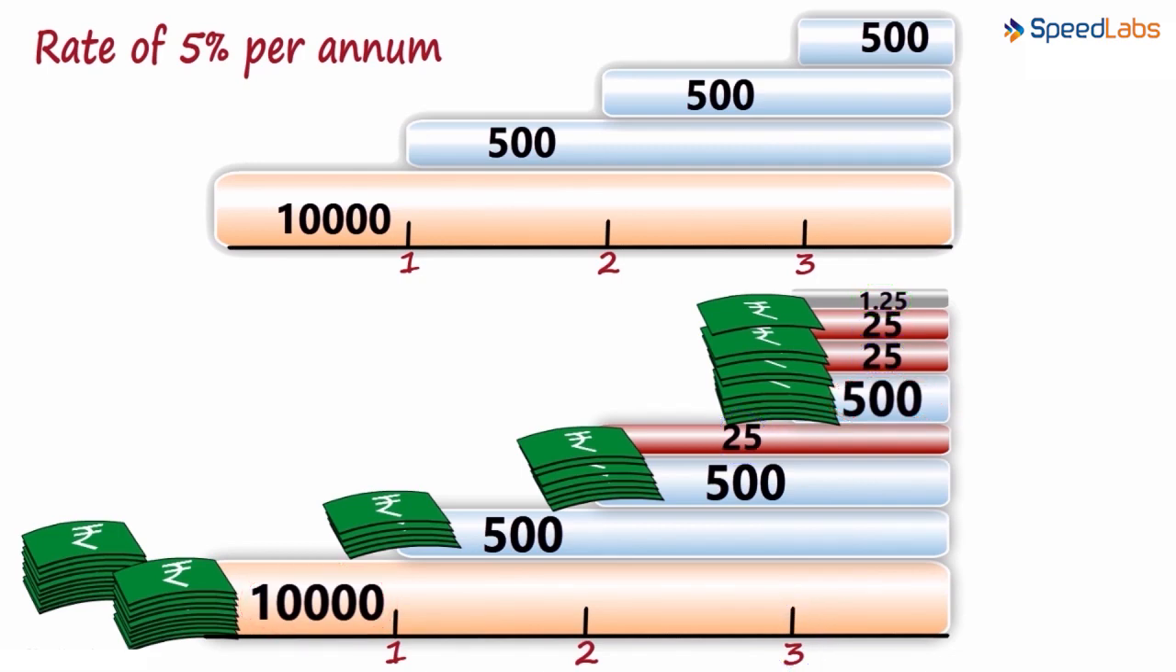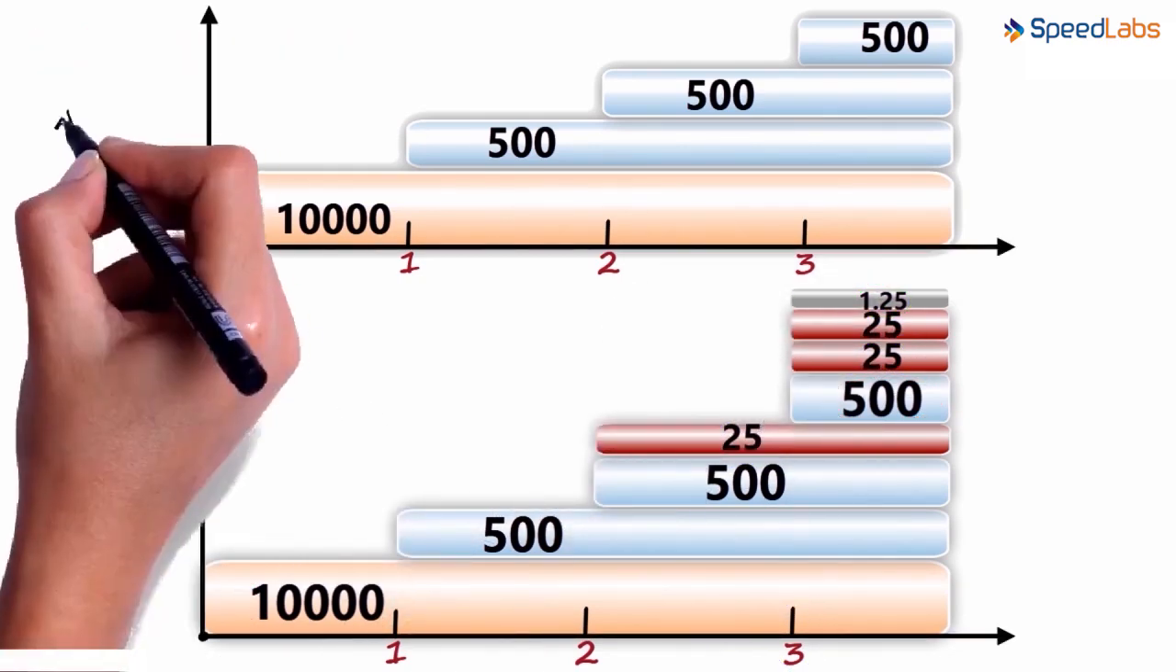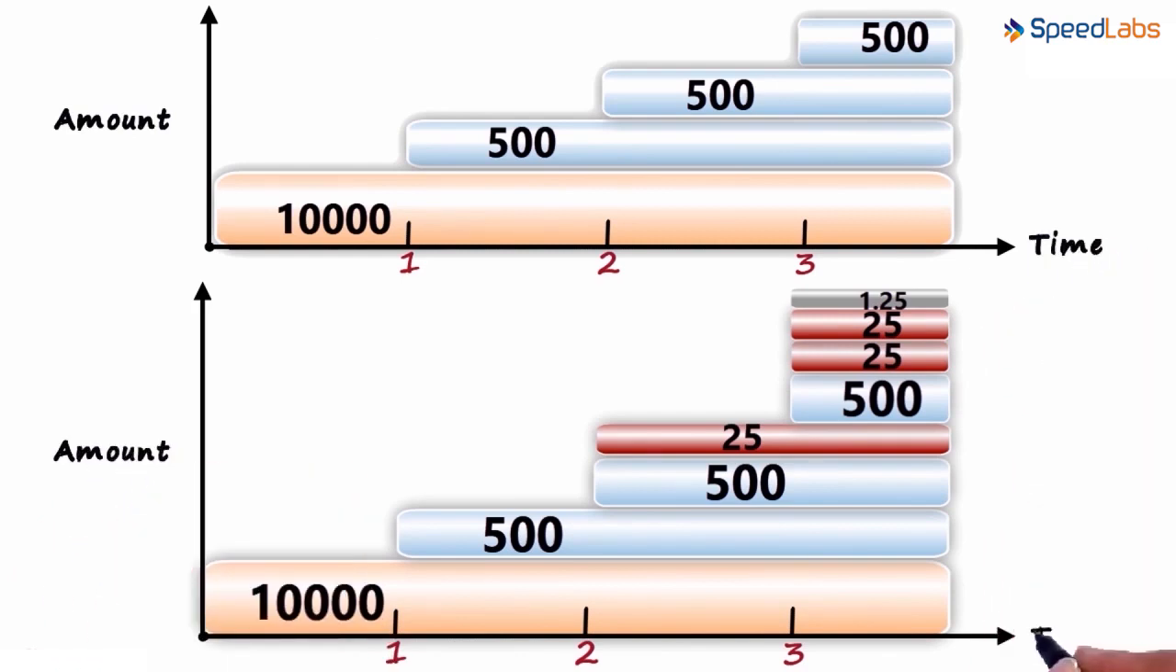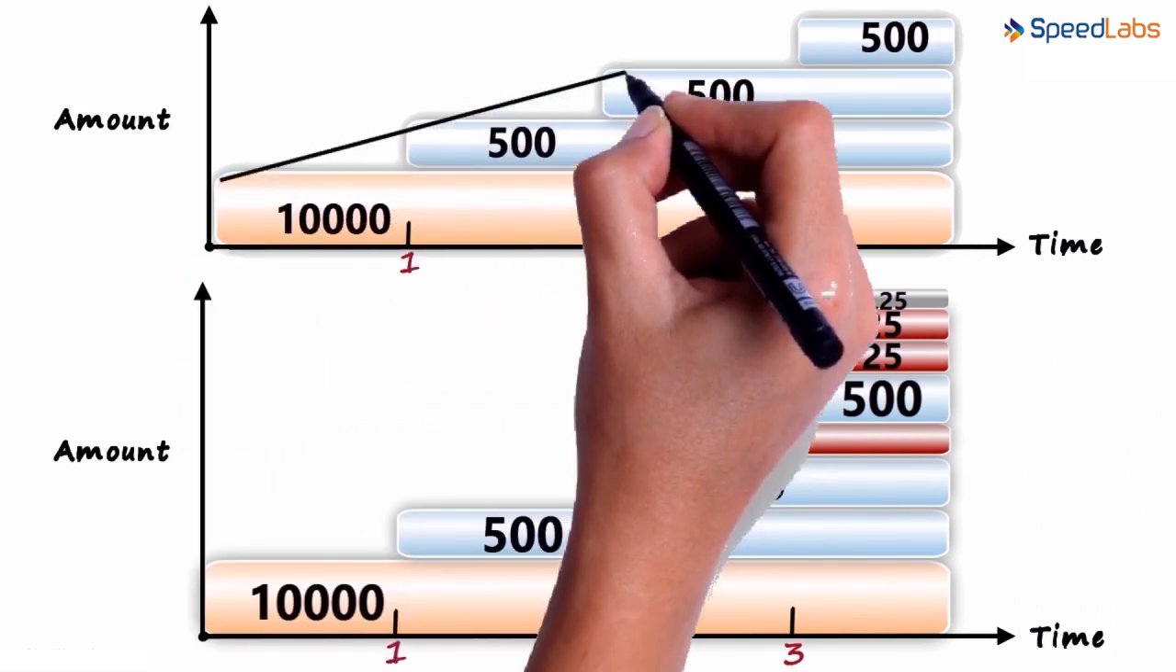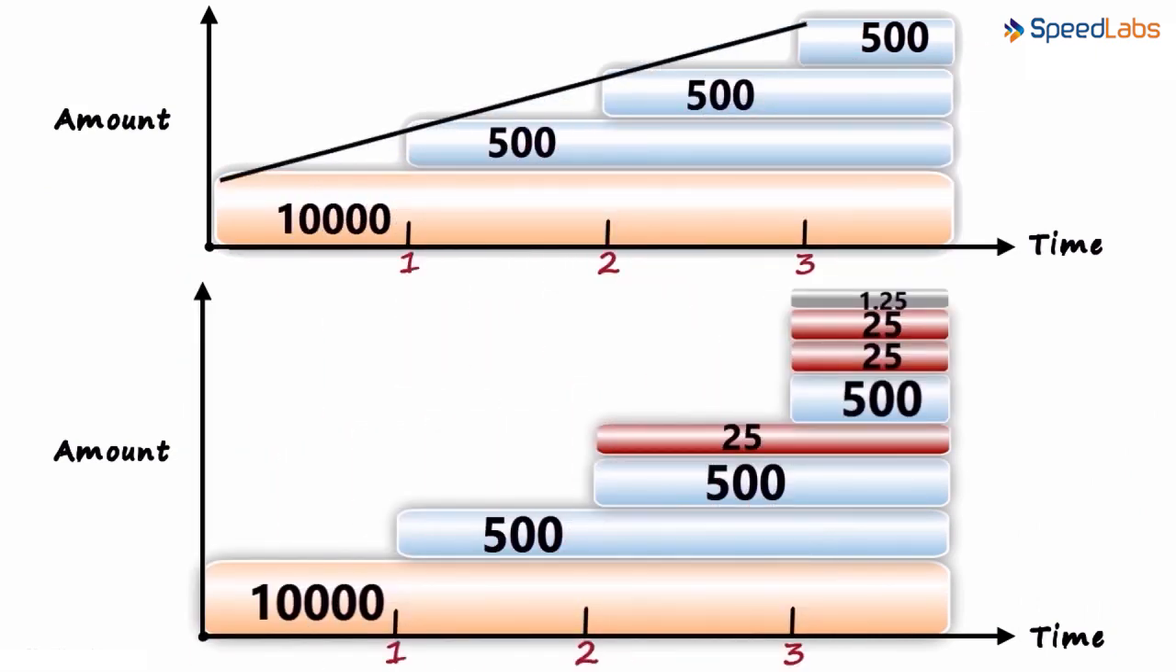For a moment, ignore the notes and look at the graph of amount against the time. Observe how the money grows. The trajectory in simple interest is like this, linear or a straight line. But look at the trajectory of growth using compound interest. The money grows exponentially. What you saw is interest calculated yearly. Sometimes interest is also calculated half yearly. We will cover that in the next video.